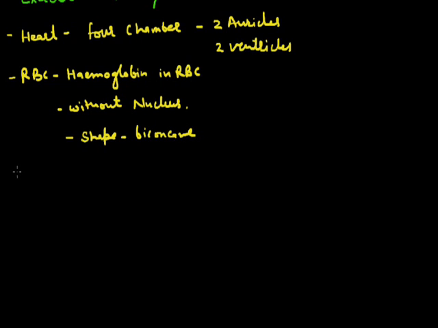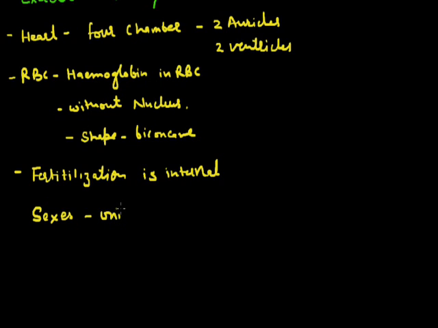Now, another important feature in these animals is that fertilization is internal and sexes are separate. It means the animals are unisexual: males and females are different. It means sexual dimorphism is present in this group. In these groups, parental care is also present. It means parents exhibit parental caring. They have mammary glands for feeding their young ones.